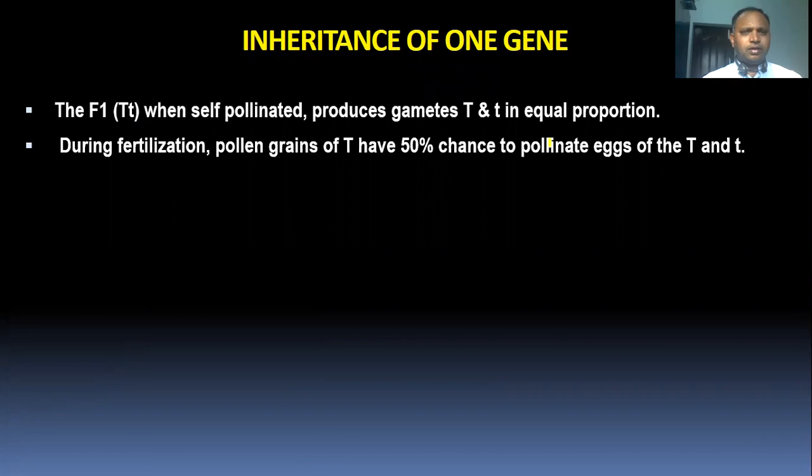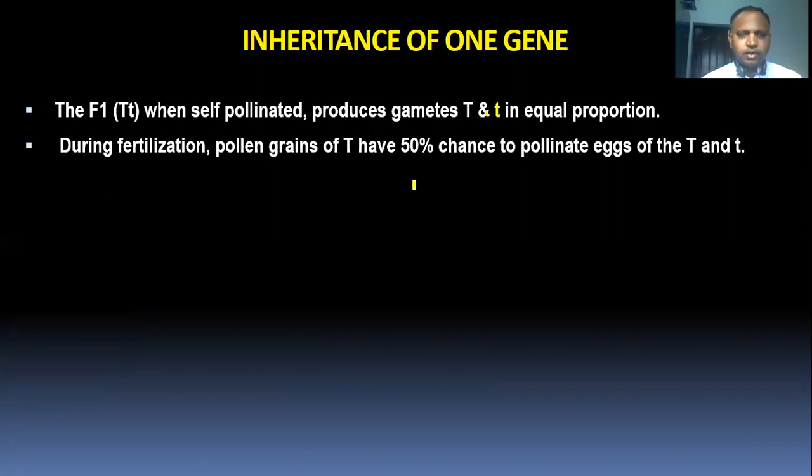And in F1 monohybrid, the heterozygous tall, when self pollinated, produces 2 types of gametes, but the gametes are in equal proportion. So this heterozygous produces 2 kinds of gamete. One is caps T, another one is small t. So equal proportion we are getting.